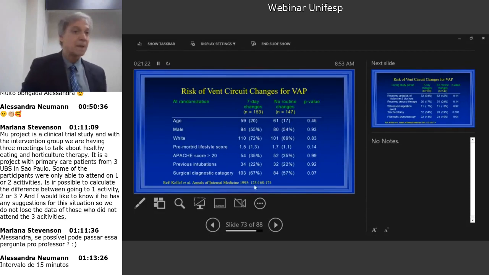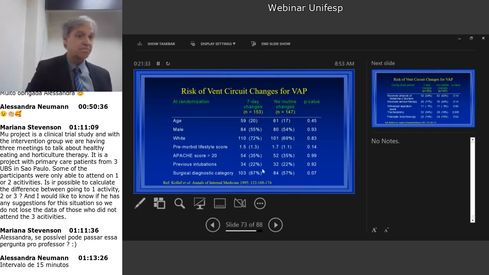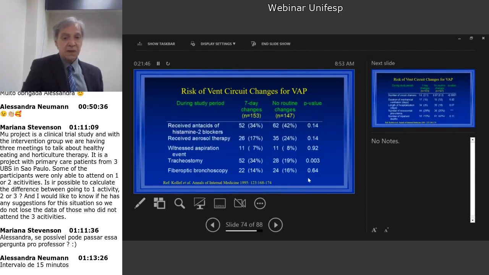What is VAP? The left icon, surgical diagnostic. Yeah, it's a little different, but it's still not a significant difference, 0.07. Okay, it will not affect the statistical calculation too much. They're all no significant change. And that's what you get when you randomize people. Okay, you get similar groups. Okay, risk of vent circuit, this is the continuation. Okay, and then witnessed aspiration, tracheostomy, and fiber optic bronchoscopy.